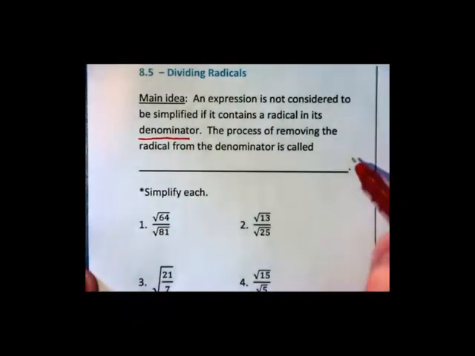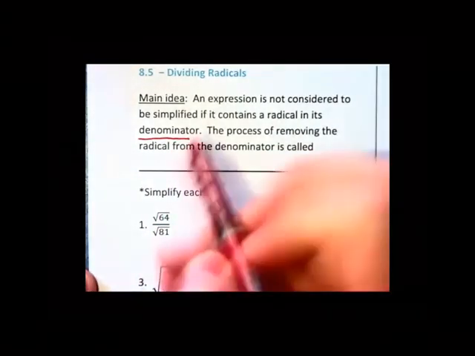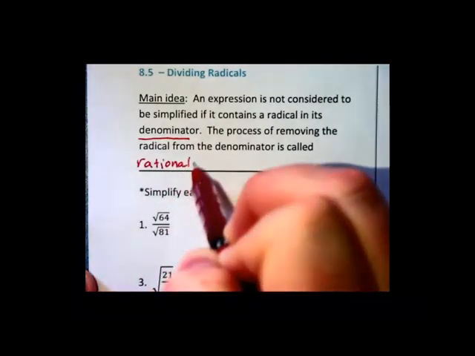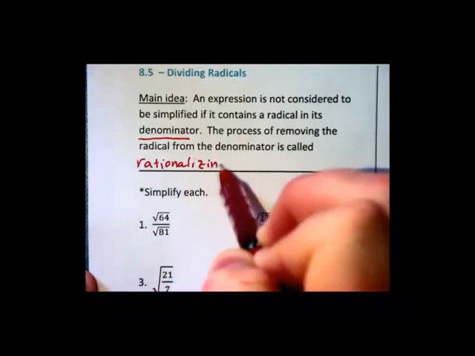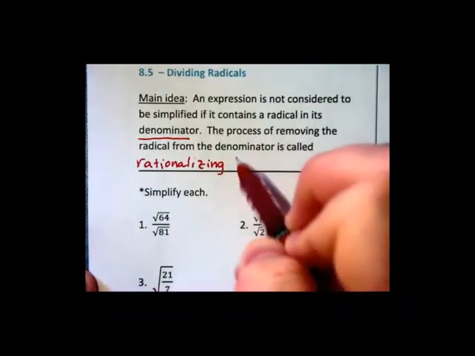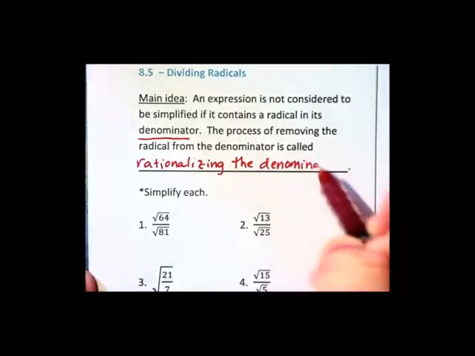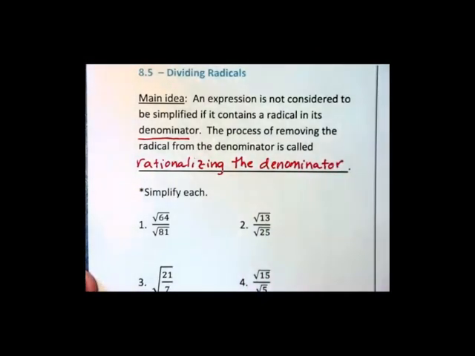And the process of removing the radical from the denominator is called rationalizing the denominator. This is a phrase that you should be used to, or get used to. Rationalizing the denominator. Now, let's start right in with the problems and we'll talk through what that vocabulary means.